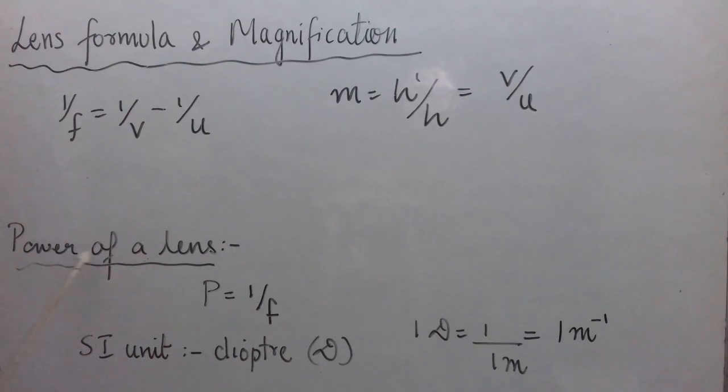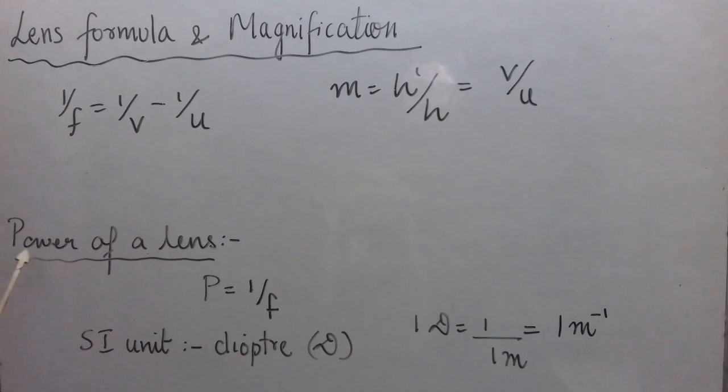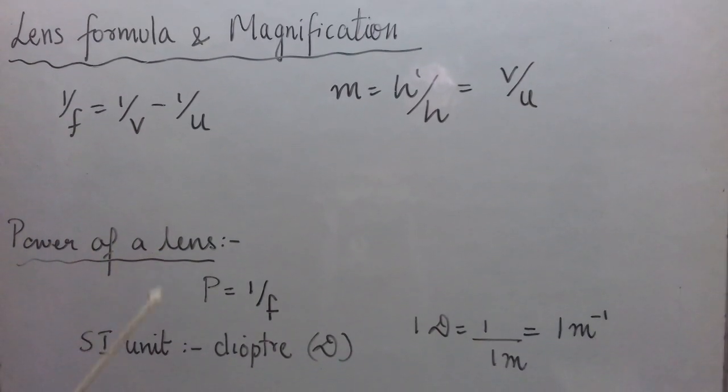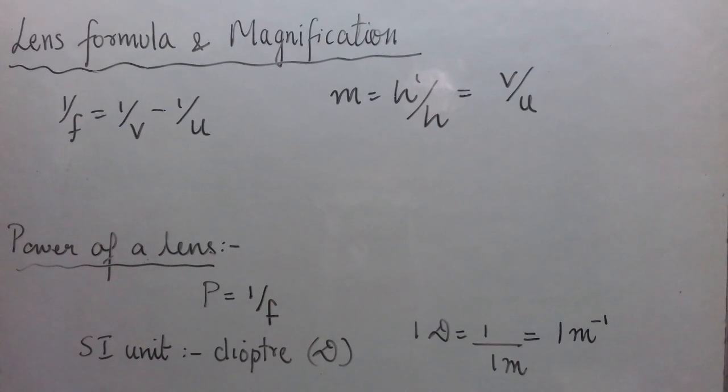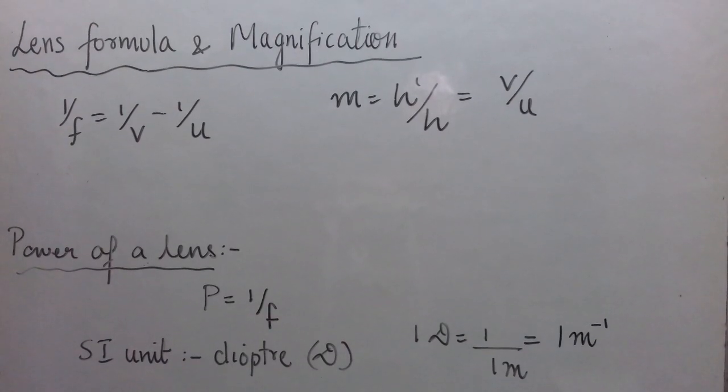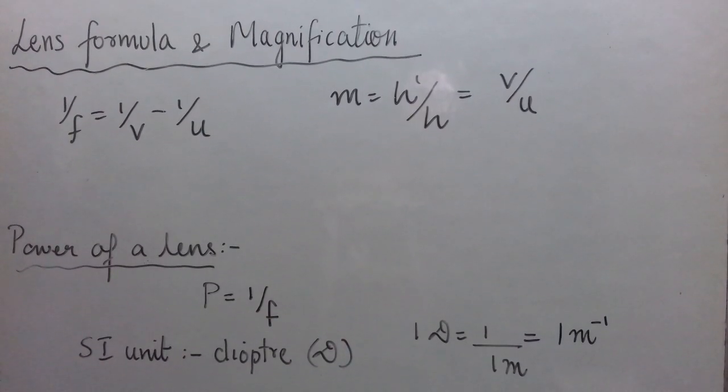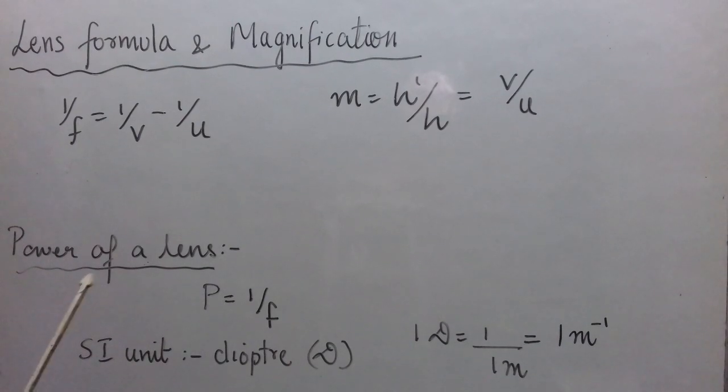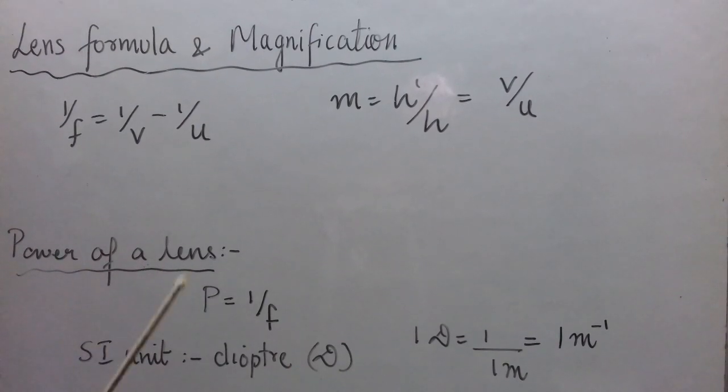Let us see now power of a lens. Actually, what is power of a lens? We know that convex lens converges the parallel rays and concave lens diverges the parallel rays which are incident on them. Now, shorter is the focal length. Wait, I'll explain you using the diagram first.